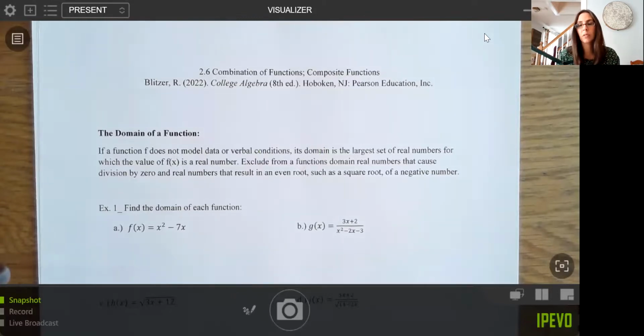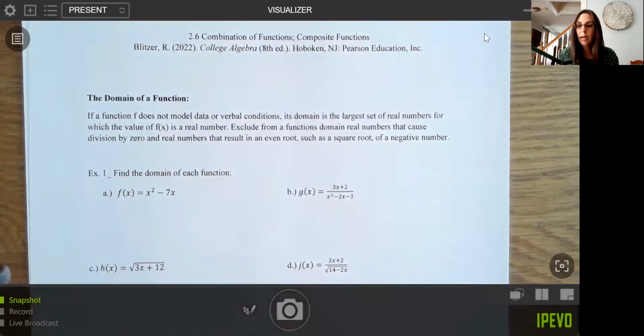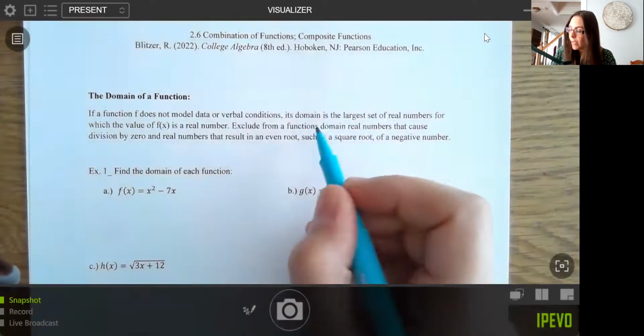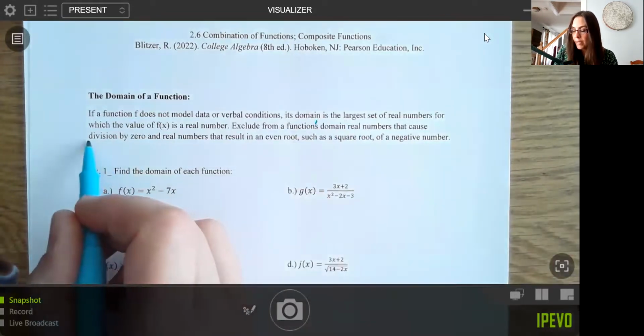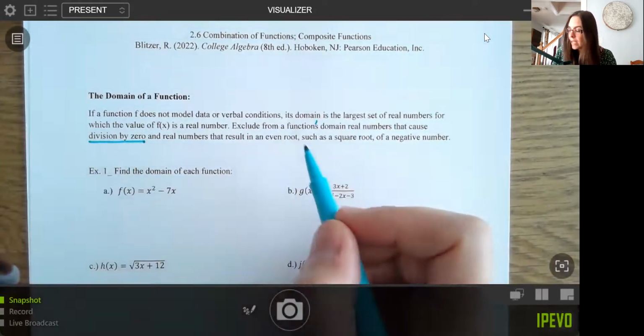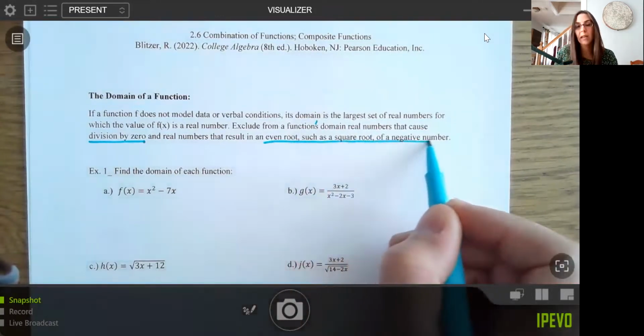Before we get there, though, we do have to discuss domain. So we've talked about domain already in class, but really just to talk about it again, make sure everybody's clear on it, and also look more at how to deal with it with a function, particularly when we're not graphing. So if a function f does not model data or verbal conditions, so meaning that there's no extra restrictions on it, its domain is the largest set of real numbers for which the value of f of x is a real number. So typically, we exclude from a function's domain real numbers that cause division by 0, and real numbers that result in an even root, such as a square root of a negative number.